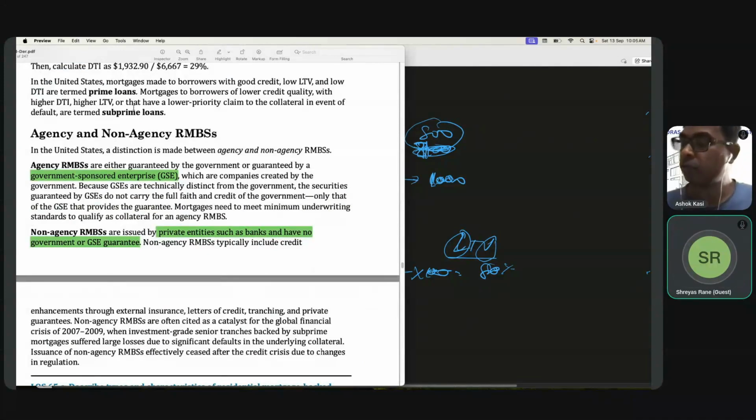Prime loan, subprime loan. Prime loan means loans to creditworthy borrowers. Subprime means not creditworthy, they are not good borrowers. RMBS, I told you, is residential mortgage-backed securities, and agency represents government, that is GSE. Government-sponsored enterprises are called agency. Non-agency means private entities such as banks that have no government or GSE guarantee. Those are called non-agency RMBS. Those are the terminologies you need to know.